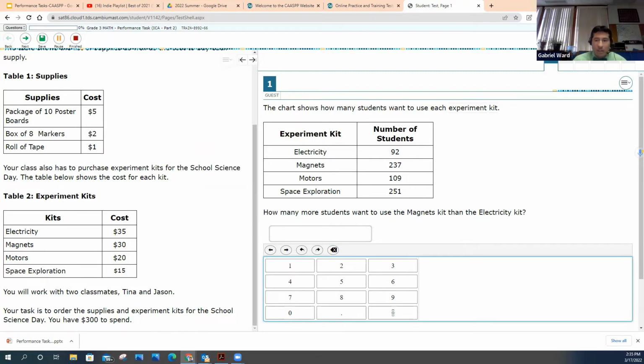So I'm going to stop the share and I'm going to go back into the performance task that I tried initially, which is looking at the practice and training tests. Give me a second. All right, here, let's try this again.